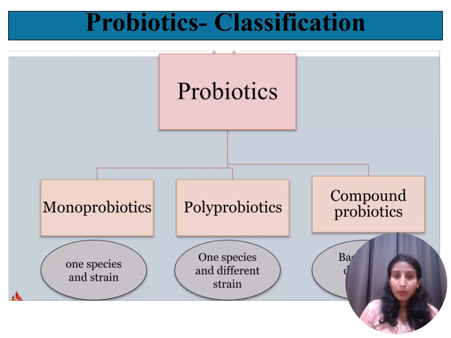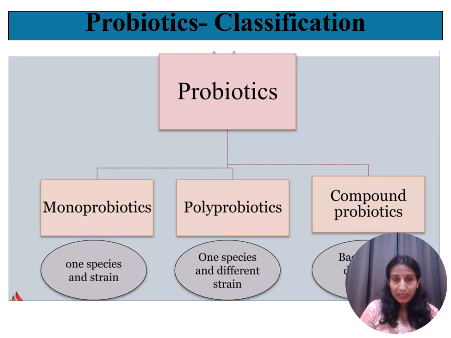The third probiotic classification is compound probiotics, wherein you have more than one probiotic species and genera. An example could be having Lactobacillus rhamnosus GG along with yeast such as Saccharomyces boulardii. In addition, you can also have other bacterial genera like Bacillus subtilis or Escherichia coli. So these could be examples of compound probiotics.